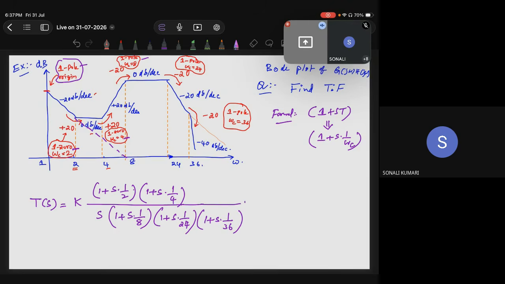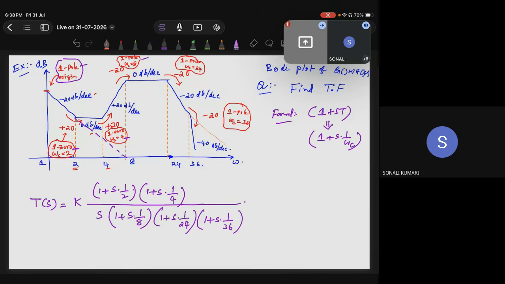Any doubts? No, sir. So now almost you got your transfer function. The only thing left is finding that gain K. One more pole is there at the origin. One more pole, so that is at 0 frequency.